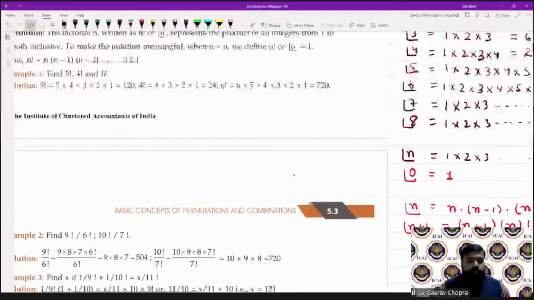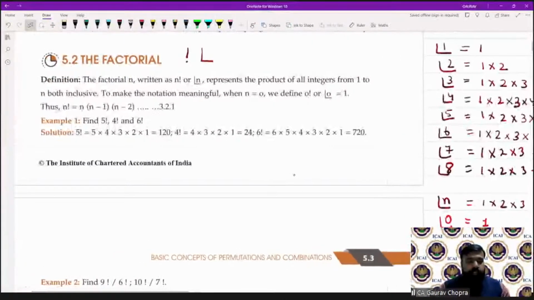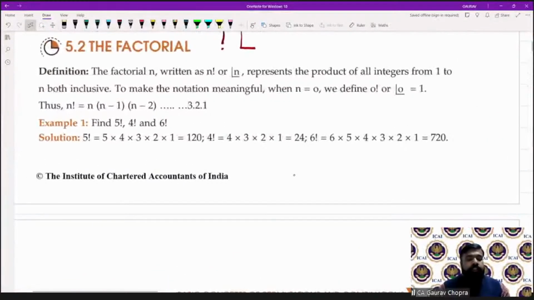Now let us try to solve some basic things. First example says find 5 factorial. We have already done, it is 120. Factorial 4, it is 24. And factorial 6, it is 720. So this we have done.